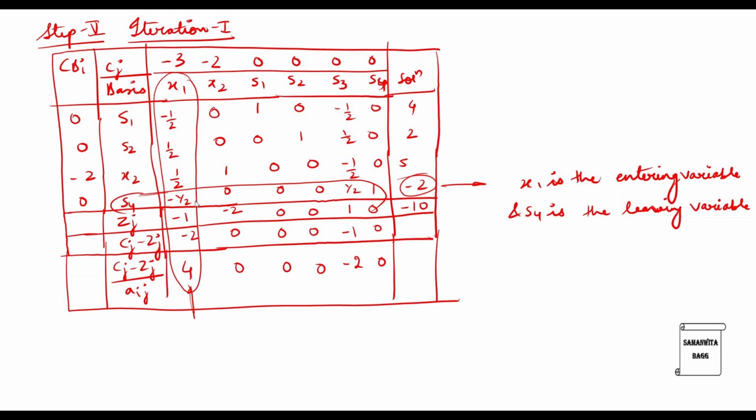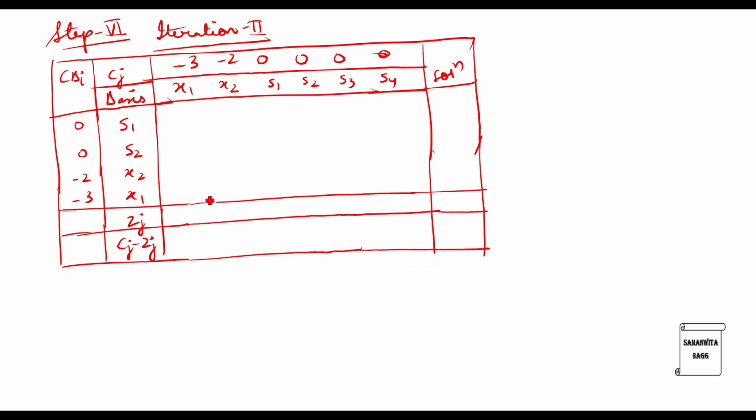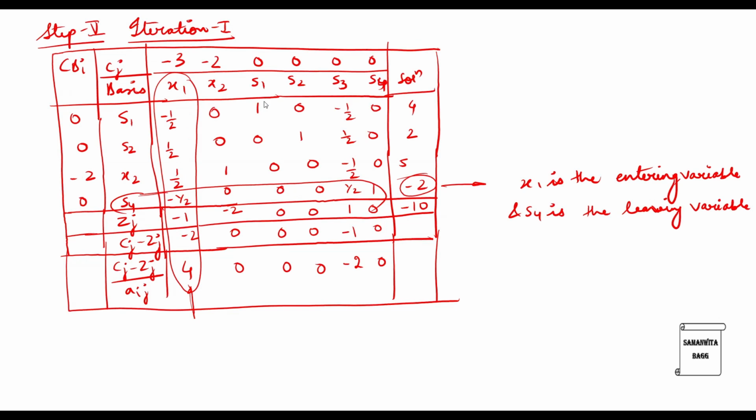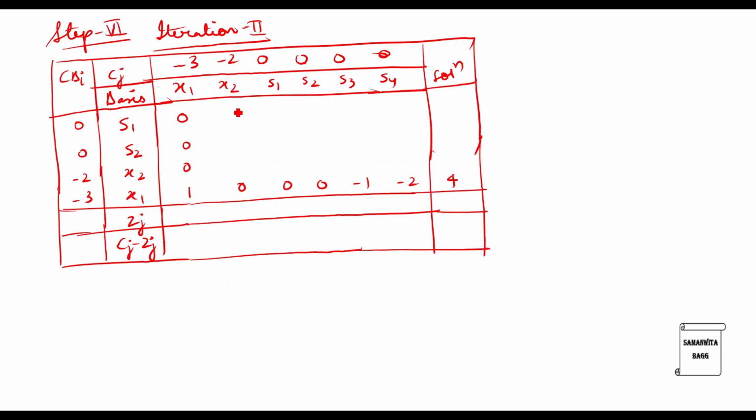I'll first start with the key row. I'll divide each element by minus 1 by 2. So this becomes 1, 0, 0, 0, minus 1, minus 2 and 4. These corresponding values will be 0. Then I'll calculate the rest of the values. Here I get 0, 1, 0, minus 1, 6, 0, 0, 1, 1, 1, 0, 1, 0, 0, 0, 1 and 3.